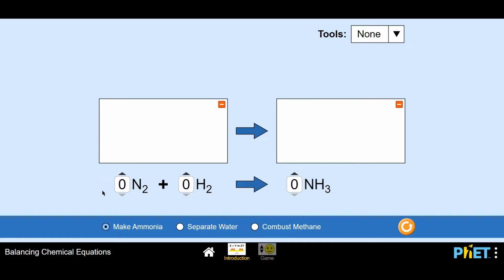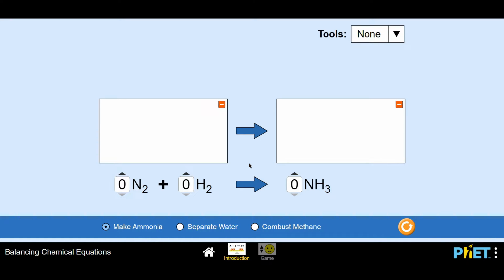You can see instead of the numbers of the different atoms being changed down here, the numbers that you can adjust in this simulation are the coefficients. In the last simulation, the coefficients were provided for you at the top of the screen, and in this simulation we're going to learn how to determine what those coefficients should be. If I have a chemical equation, the coefficients tell me how many of each molecule there are going to be in order to make the equation balanced.